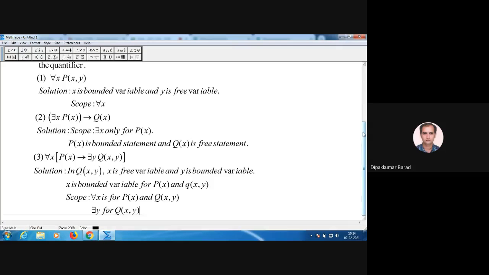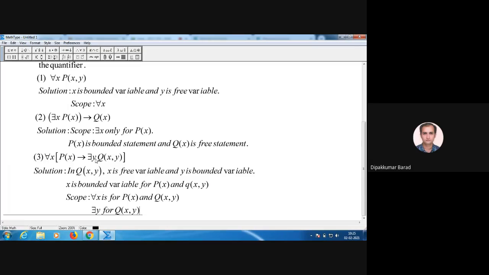In the first one, we have the statement for all x p of xy, so x is a bounded variable and y is a free variable, and the scope is for all x. In a similar manner, in the second statement, there exists x for p of x implies q of x, the scope is there exists only for p of x, and p of x is a bounded statement and q of x is a free statement here. And in the third one, for all x in brackets, p of x implies there exists y such that q of xy.